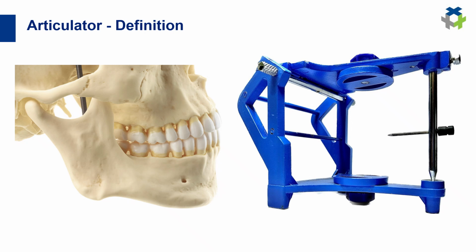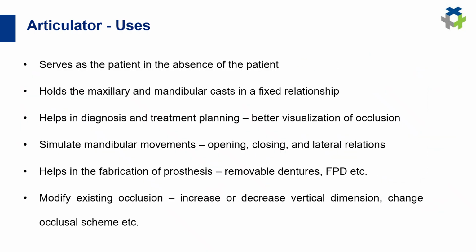The articulator is basically the representation of the upper and the lower jaws. And this articulator, which is shown here, is the most commonly used, beginner level articulator used by the students. So what are the uses of an articulator? The articulator serves as the patient in the absence of the patient, which means that we don't have to retain the patient in our dental office or the laboratory, and we can use it for holding the cast in a fixed relationship, for diagnosis and treatment planning, for better visualization of the bite or the occlusion of the patient.